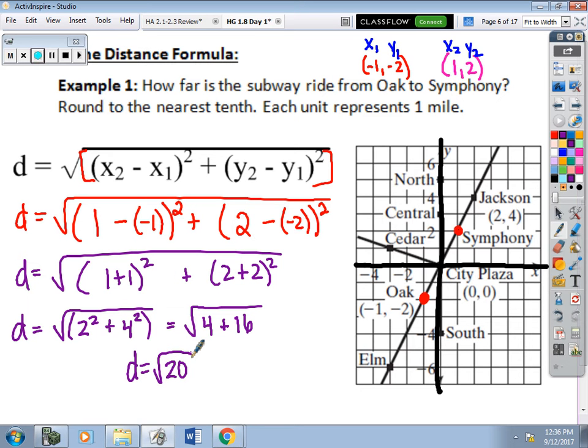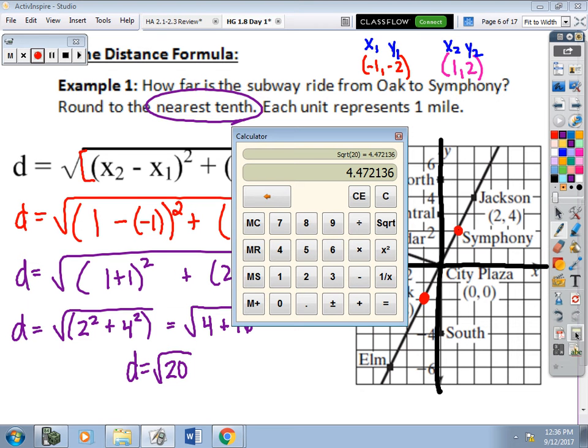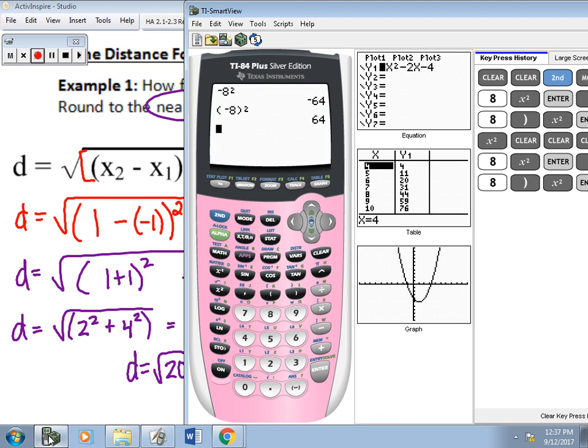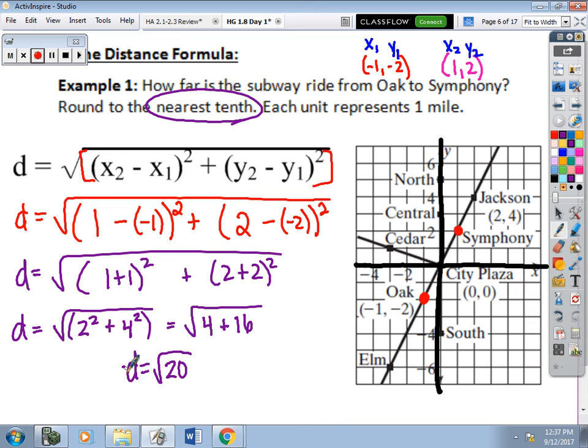Which, for those of you that took Algebra 2, you could reduce that to 2 square root of 5. But they want us to round to the nearest tenth. So we're going to go ahead and type that into our calculator. I want everyone to try it to make sure you know how to use your new calculator, because I know some of you bought new ones. If you're using your grapher, you're just pressing second x squared and then 20. And then who can round that to the nearest tenth? Sheila? About 4.5. Good, 4.5.